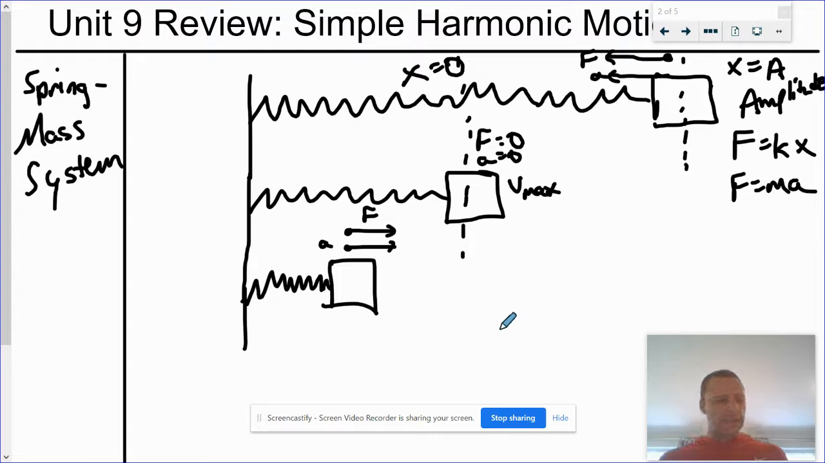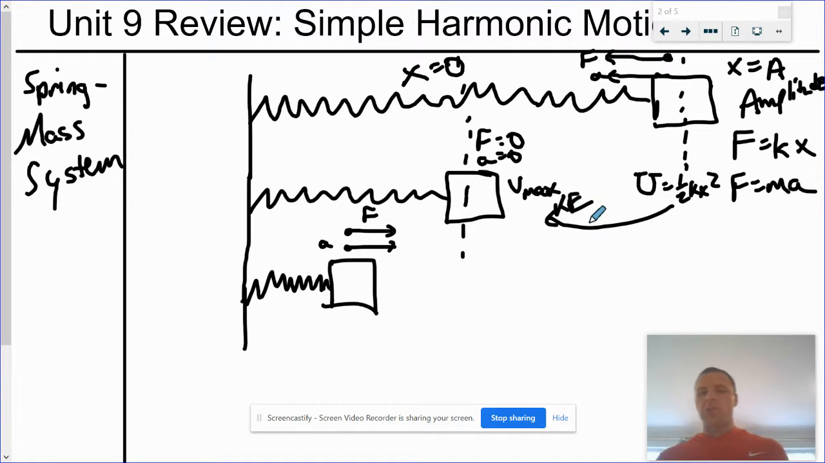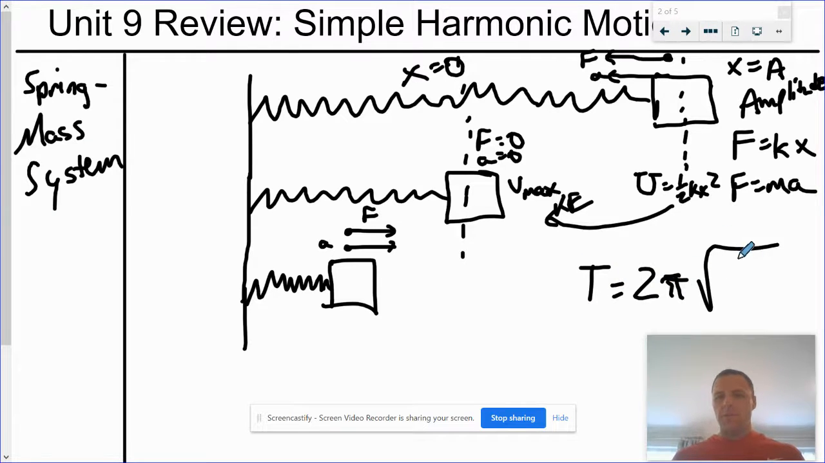We could use energy to figure out what the velocities are. The potential energy is equal to 1/2 kx squared. We could equate that to the kinetic energy in the middle if we want. In between the extreme points, the ends or the middle, we could have a combination of potential and kinetic energy. And this system, because it will go left then right again, it will have a period, and that period is equal to 2 pi times the square root of m divided by k, where m is the mass on the spring and k is the spring constant.